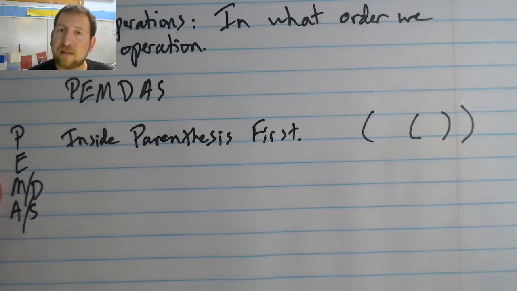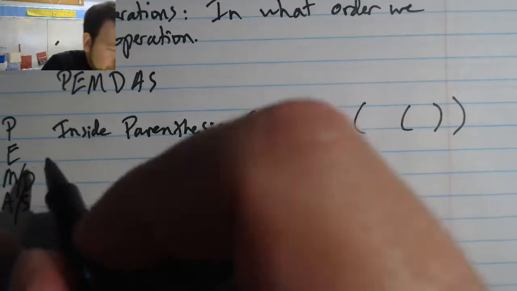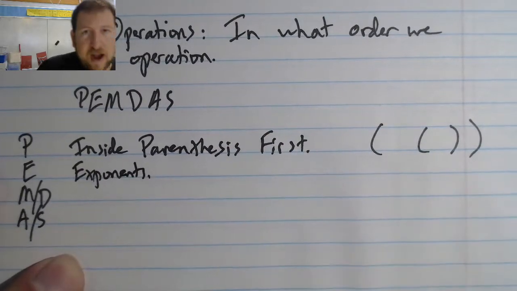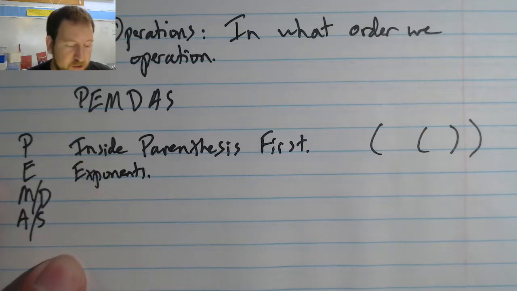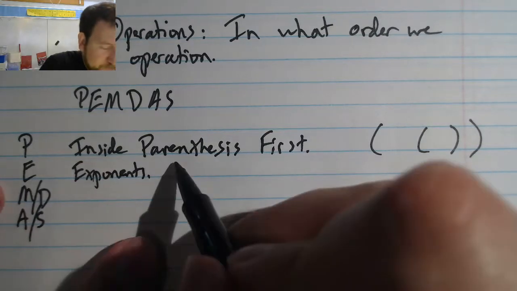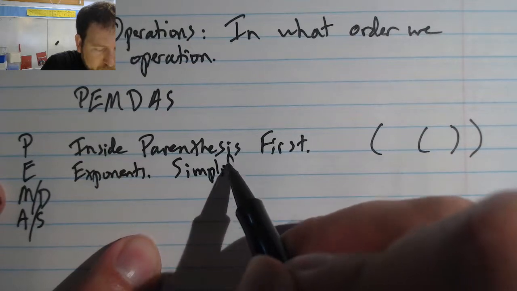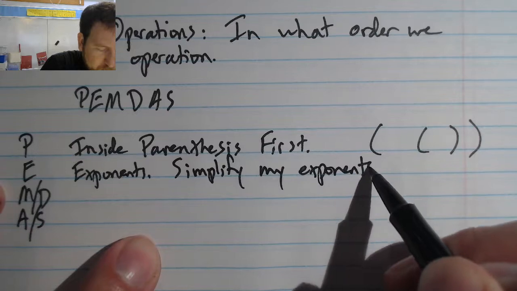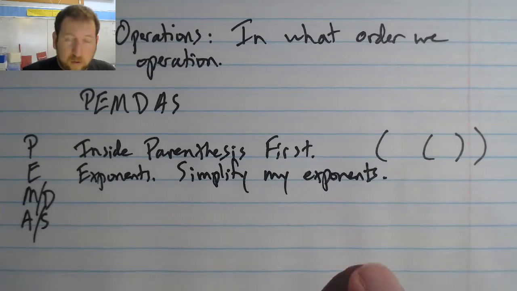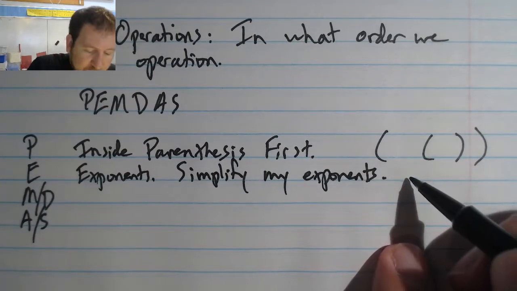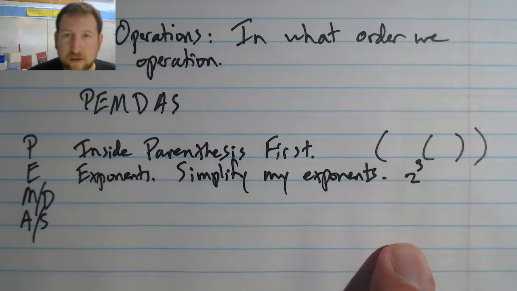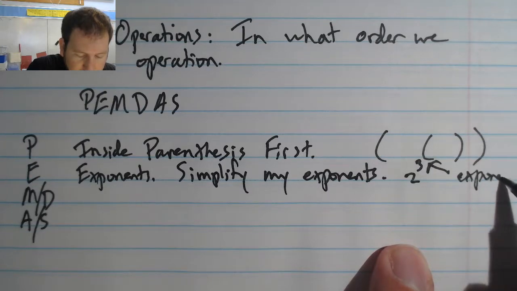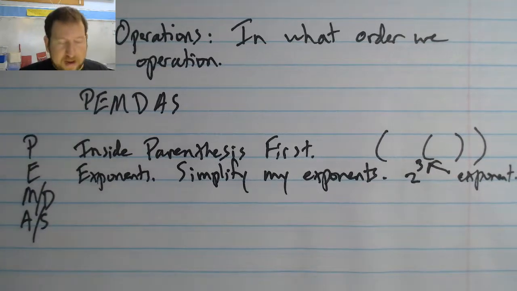E. E is what's next. E is any exponents. I need to simplify any exponents that I have first before I can go on to the next step. Exponents, recall, are what we just talked about recently, and that's that base. So if I do 2 to the third power, or 2 cubed, this, of course, is my exponent. Those must be done next.